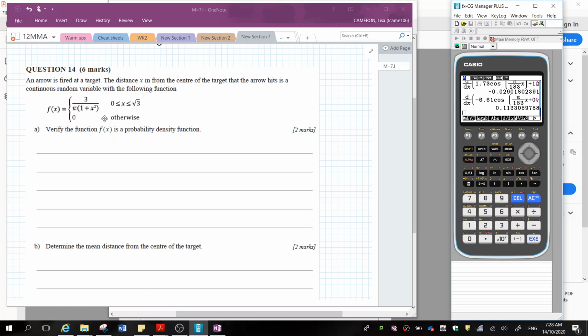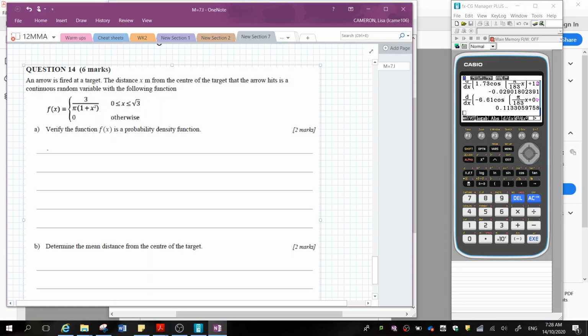To be a probability density function, that means that you have to equal 1 between your two bounds. So we're going to verify that using technology. So we want to integrate our function between 0 and root 3. Now I'm stating this because you need to show what you put into the calculator to get full marks. So therefore we want the left-hand side to equal the right-hand side, if true.